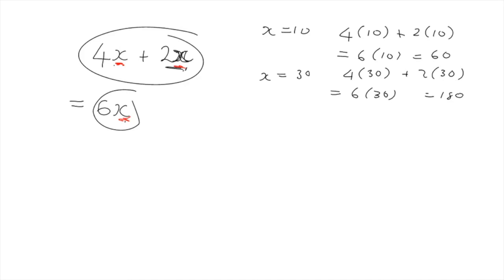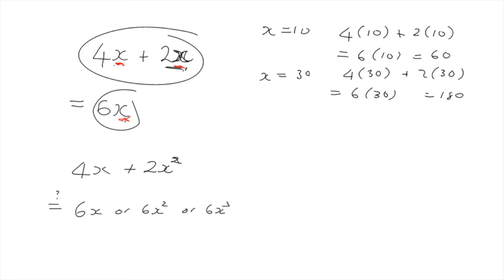Let's have a look at something slightly different. What about 4x and 2x squared? Can we do, let me write that squared nicely, 2x squared. Can we do something clever to combine these two? Could we say that this is equal to 6x, or perhaps even 6x squared, or perhaps even 6x cubed?